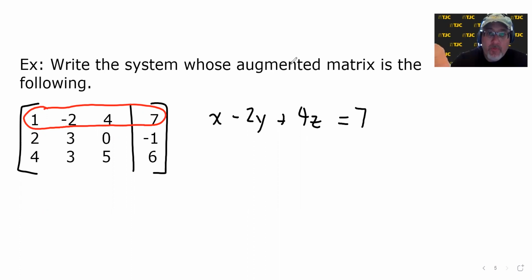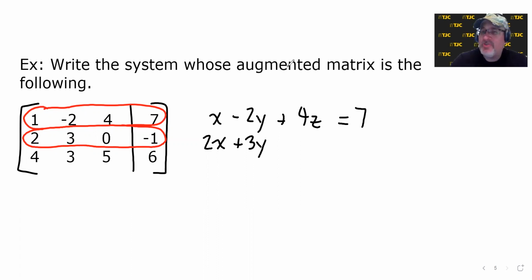In the second row, that goes 2, 3, 0, and then a -1 after the augmentation bar. The 2 in the first column represents 2x. The 3 in the second column represents +3y. But the 0 in the third column represents 0z's. Now, it's not incorrect to put +0z, but it's also kind of silly to write that because you're telling me what the equation is lacking. Well, guess what? This equation is also lacking w's, t's, m's, pretty much every other letter under the sun.